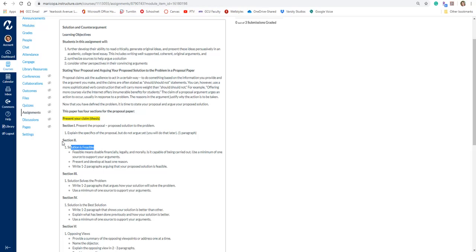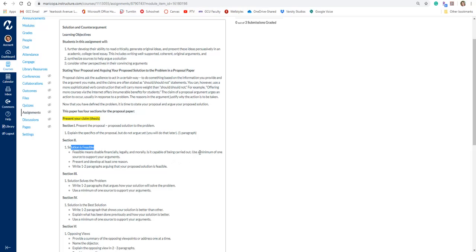Okay, so for section 2, this will be the second paragraph. You'll have a sentence, a paragraph 1, now we're into paragraph 2. And here you're going to discuss why your solution is feasible. How is it appropriate financially, legally, morally, ethically? Is it actually capable of being carried out?